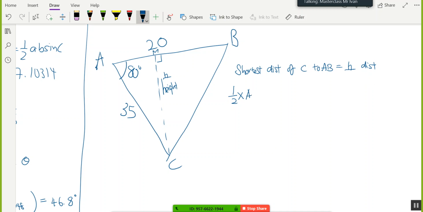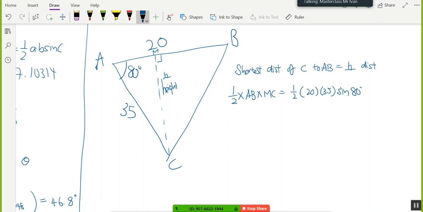Very good. Half times AB times MC equals, now, Megan, for this half AB sine C, what are the two lengths and angle we use? You don't need two angles. You need two sides and the included angle. Use 80. Yes, half, 20, and then 35, and then sine 80.